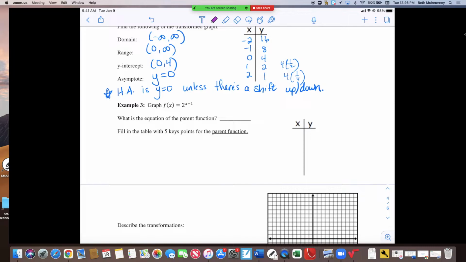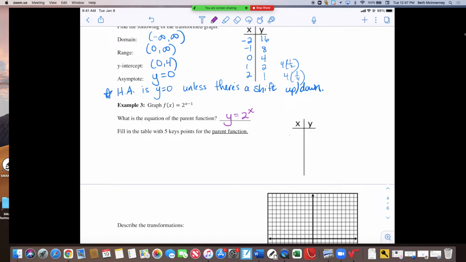All right, so let's look at example 3. And this, unfortunately, went on to the next page, but for our iPads, that's no big deal. It says we want to graph f of x equals 2 to the x minus 1 power. What is the equation of the parent function? All right, anybody want to try this? What is the parent function? Yeah, Lilia? Good job. Okay, it's always y equals whatever the b value is to just an x.